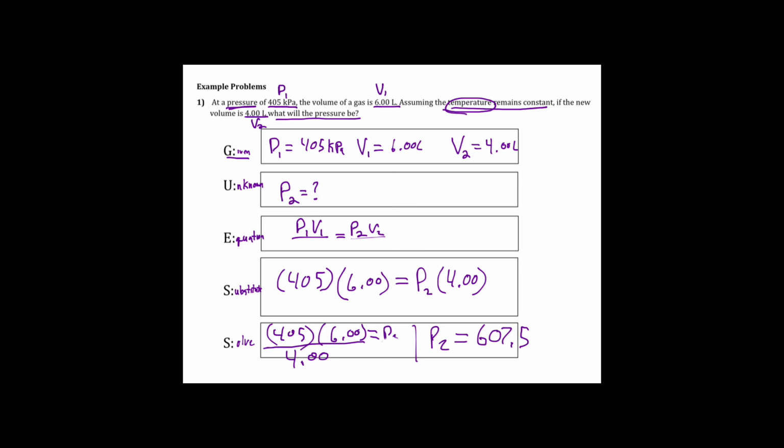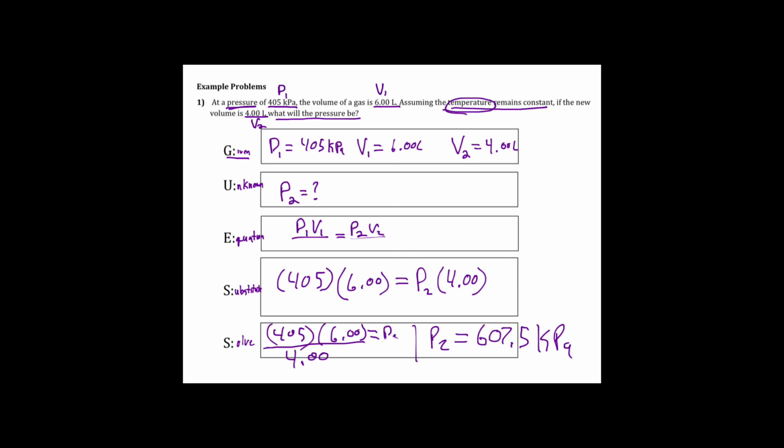Now, what are the units in this situation? Well, remember, the units of pressure that we start with are going to equal the units of pressure that we end with. What units of pressure are we starting with? We're starting with kilopascals, so we're going to end with kilopascals. And so it's 607.5 kilopascals.